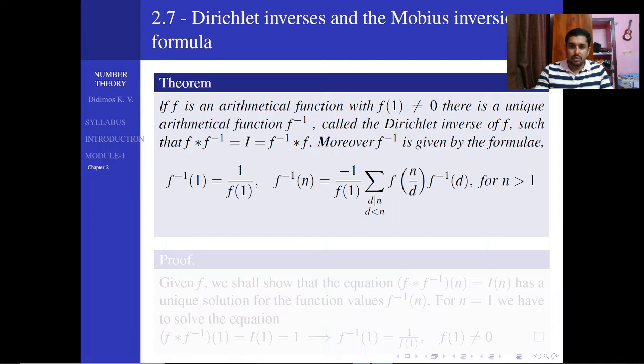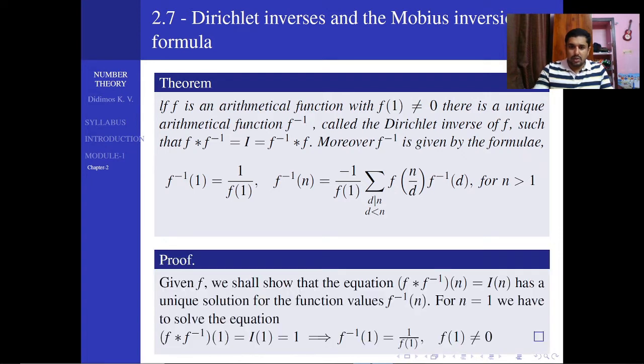Now we have to prove this theorem for the existence of the Dirichlet inverse. We start the proof like this. For a given f, we need to solve the equation f star f inverse of n is equal to I of n. Then f inverse is called the Dirichlet inverse of f. And we need to prove that this equation has a unique solution for all n. So we start with the first case, n equal to 1.